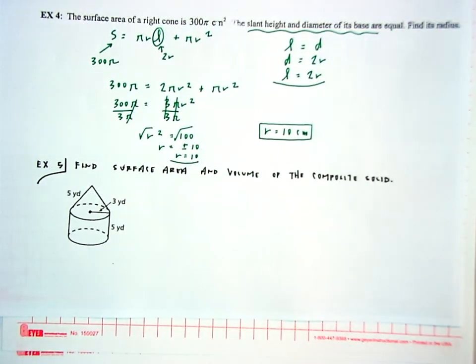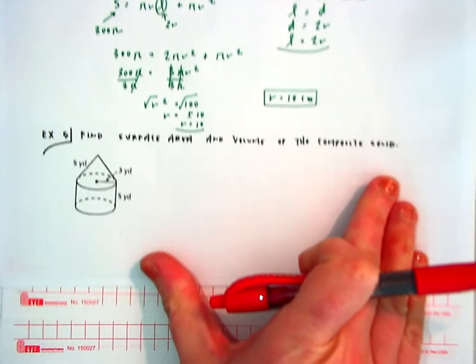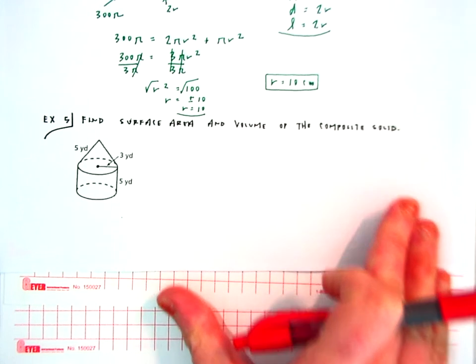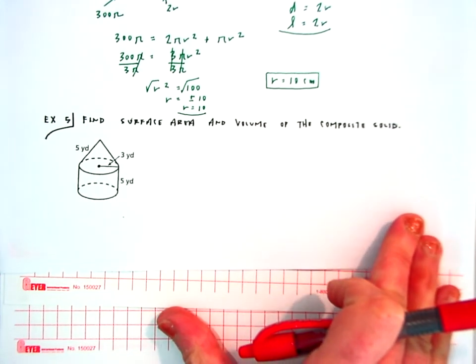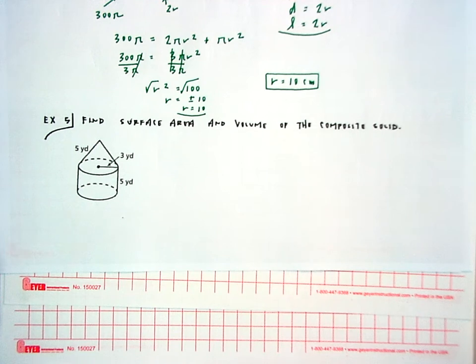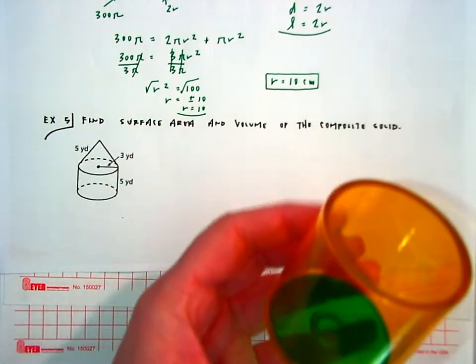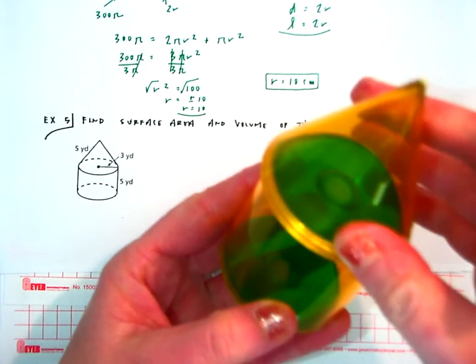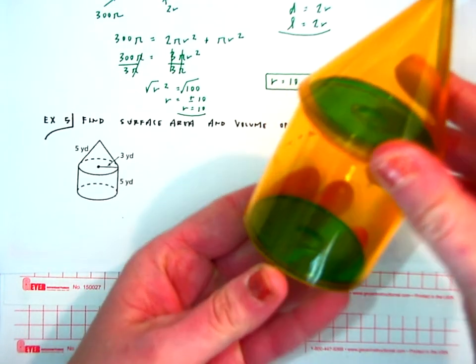All right, one more problem. So find the surface area and the volume of the composite solid. So whenever we call something composite, that just means that we're looking at 2 figures together or more. So in this case, we have a cylinder. We've got a cylinder with a cone up on top. So it looks like that.